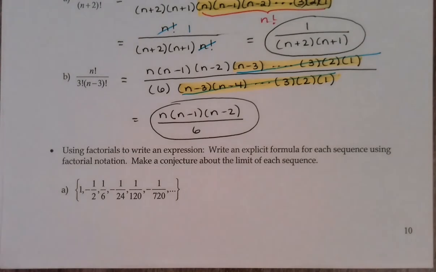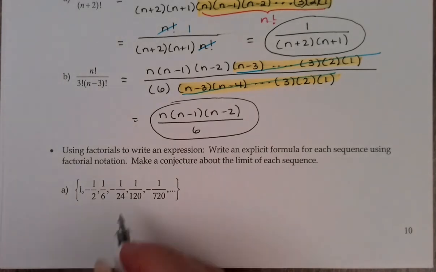All right. Next, just to get a bit more comfortable with factorials, I'm going to give you some sequences and we're going to try to use factorials to write an explicit formula for each sequence, specifically using factorial notation. We're then going to make a guess about the limit of each sequence. We don't yet have any theorems or ways of actually calculating the limits, but in many cases we can just guess based on what we see.